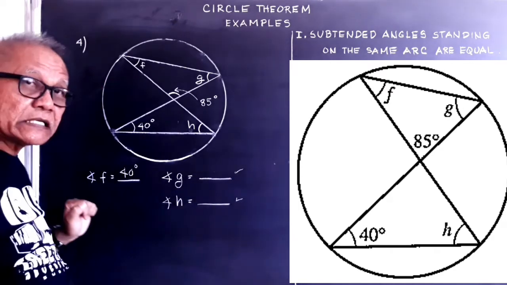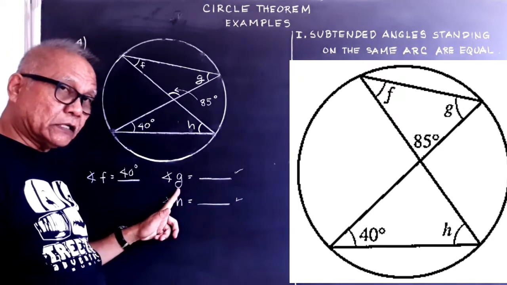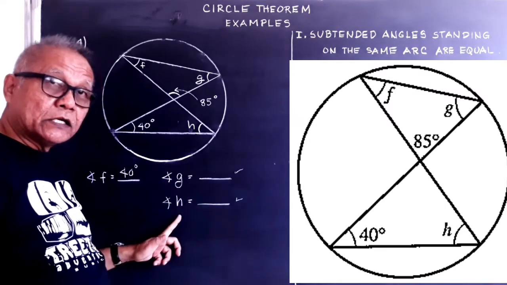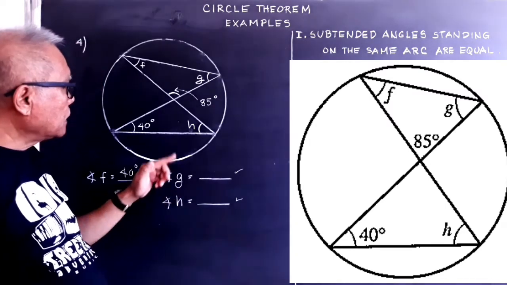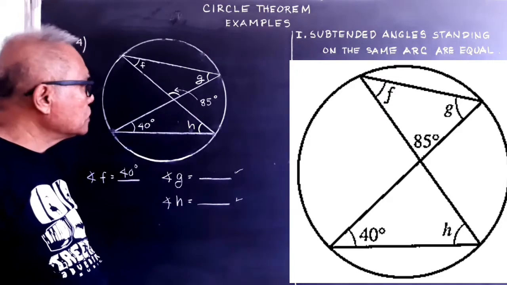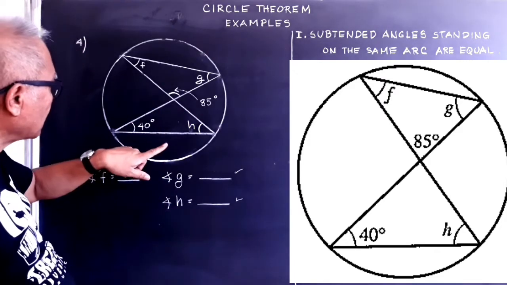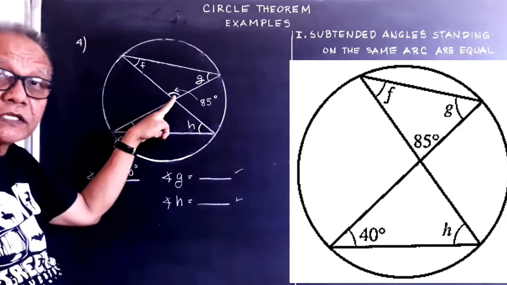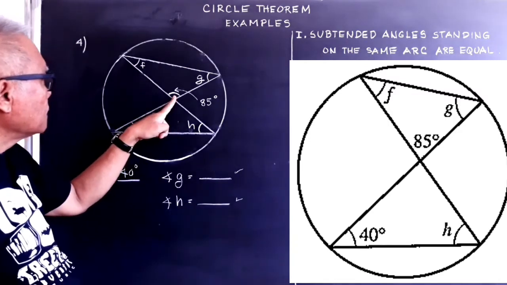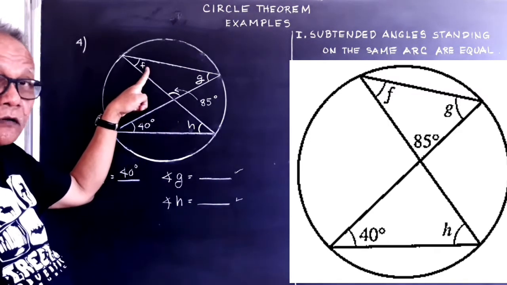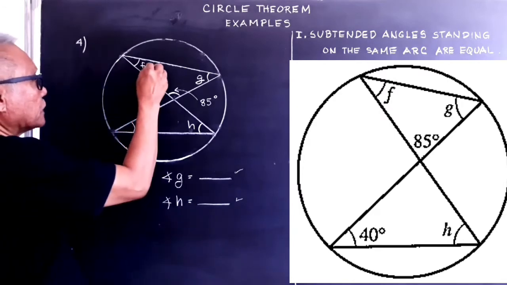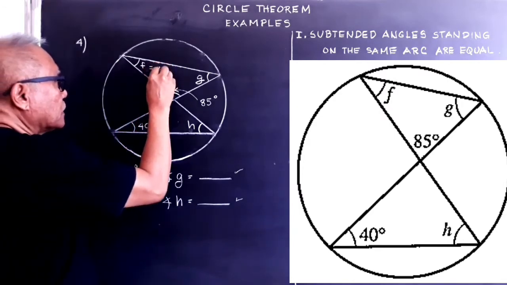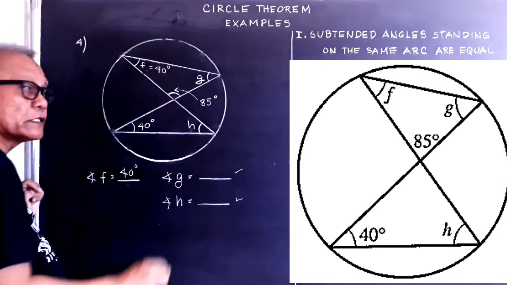But the problem is, we don't have angle G or angle H. So we have to find either angle G or H. Now we have an angle here, class, which is 85 degrees. Now this one is already 40 degrees. We have solved that one already. This one is 40 degrees.